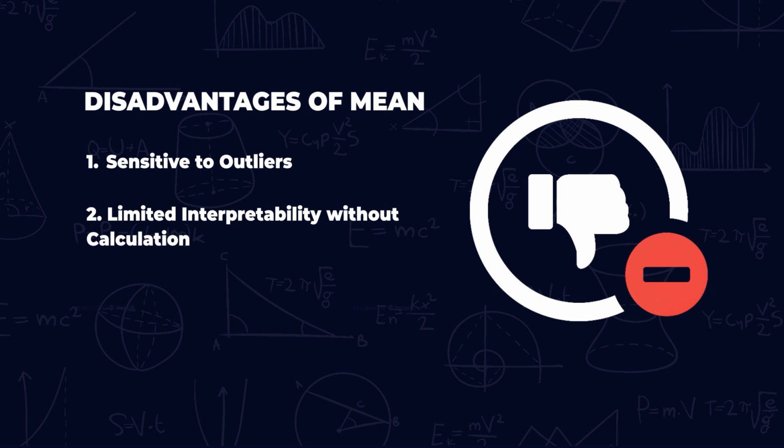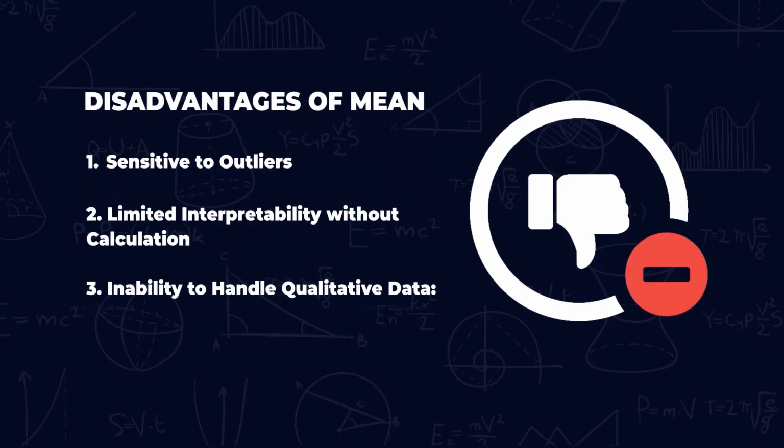It sometimes has limited interpretability without calculation. Unlike the median, the mean cannot be readily determined by simply inspecting the data. It requires calculation, which can limit its immediate interpretability.